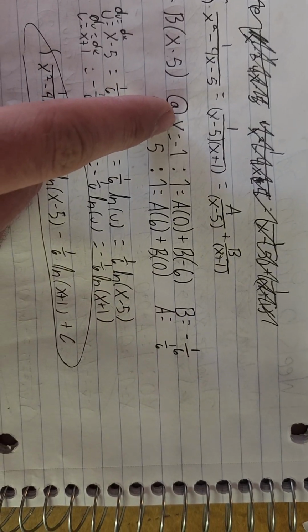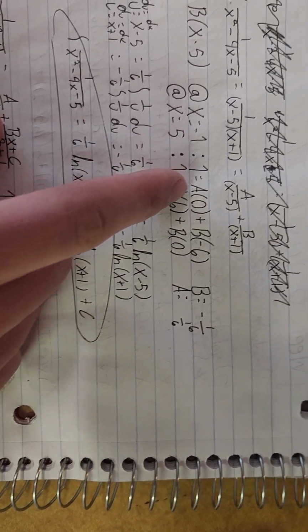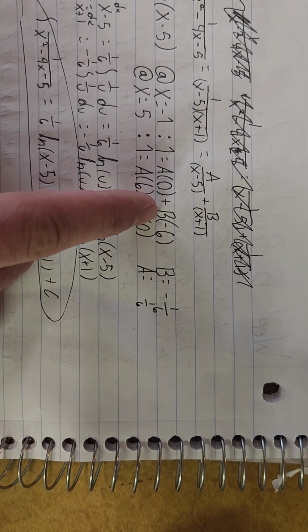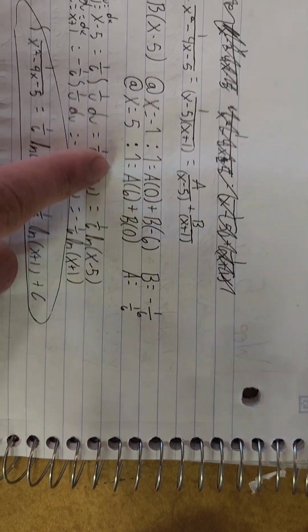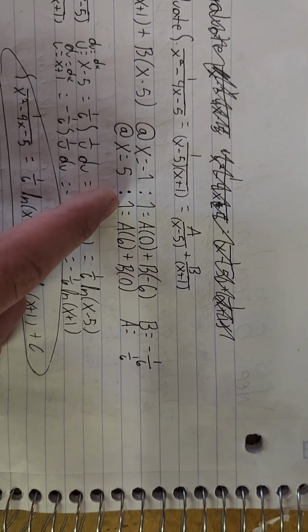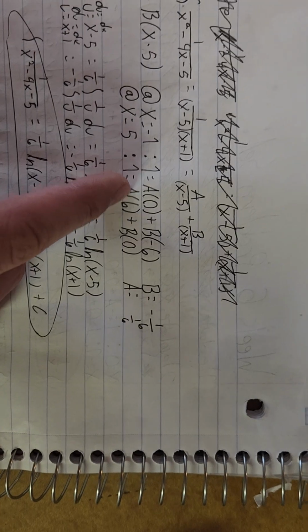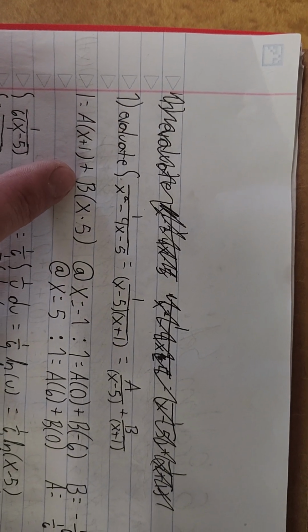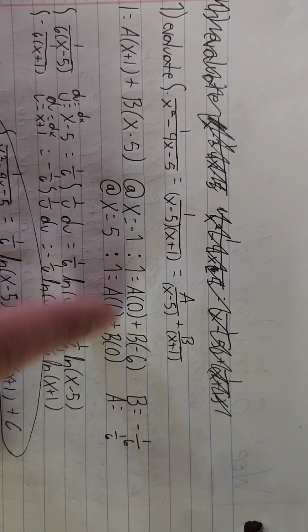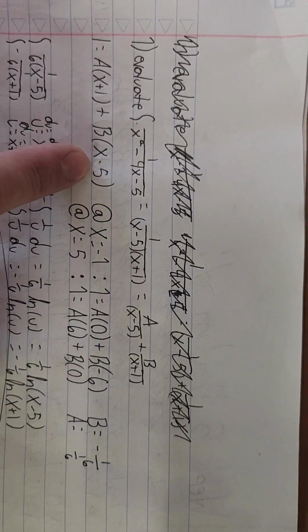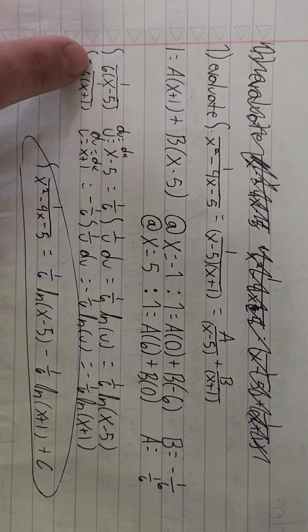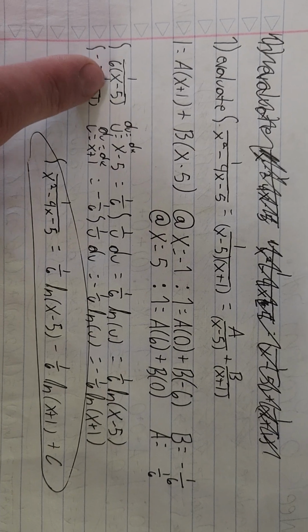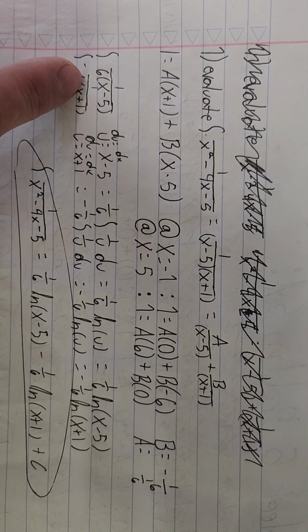If you plug in -1 for x, you get a times 0 and b times -6. Divide 1 by -6, you get b equals -1/6. Same for when you plug in 5. A becomes a times 6, because 5 plus 1 equals 6. And then b becomes b times 0, because 5 minus 5 equals 0. So a is 1/6.